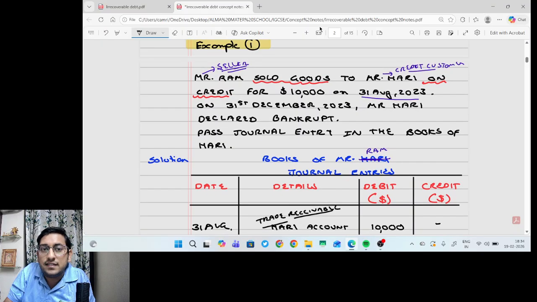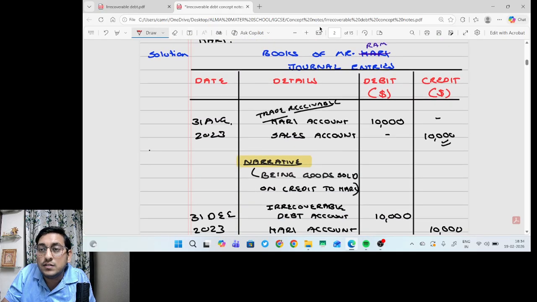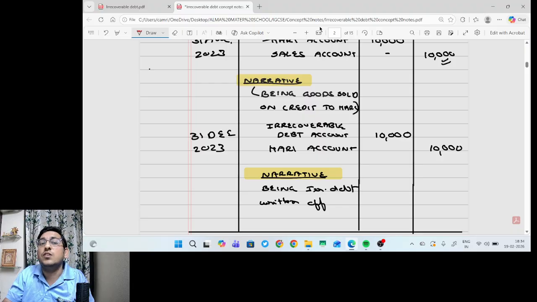Now, what is the question saying? On 31st December 2023, Mr. Hari declared bankrupt. That means this is now an indicator that the money will not be recovered. So as a business we have to recognize the loss in the books of Mr. Ram. And what will be the entry? On the date when we realize that this money is a loss and will not come back, on 31st December 2023, we will pass the entry: irrecoverable debt account debit, Hari account credit.